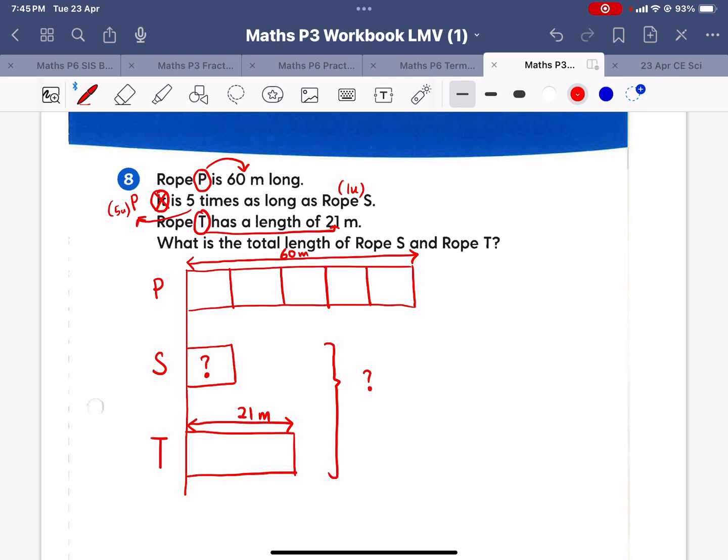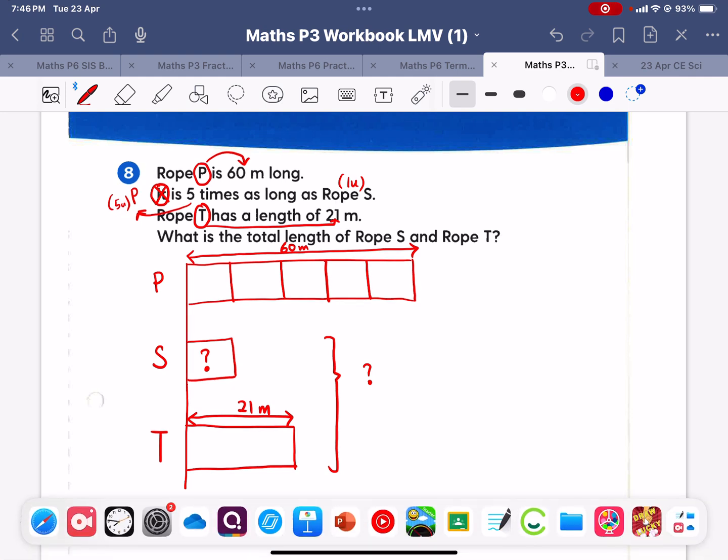Okay? So as much as possible, if you do not like the unitary method, you are fine to go with the normal equation method. So pause the video now. Using this model, work on the answers.